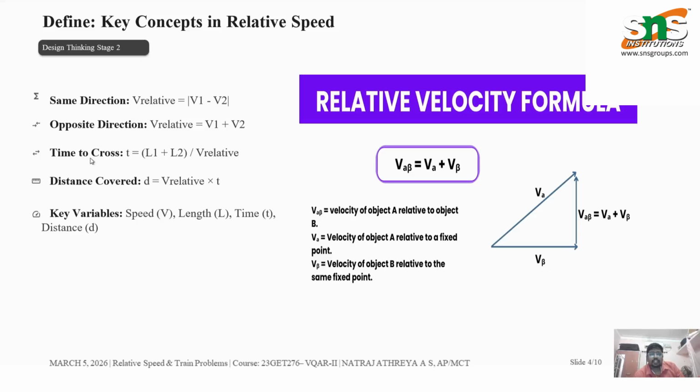Then we have time to cross. The time to cross, T, is equal to L1 plus L2 divided by v relative. L1 is the length of the first object and L2 is the length of the second one. The distance covered D is equal to v relative multiplied by T, the time taken to cross. So from this, we can see the key variables are speed v, length L, time T, and distance D.